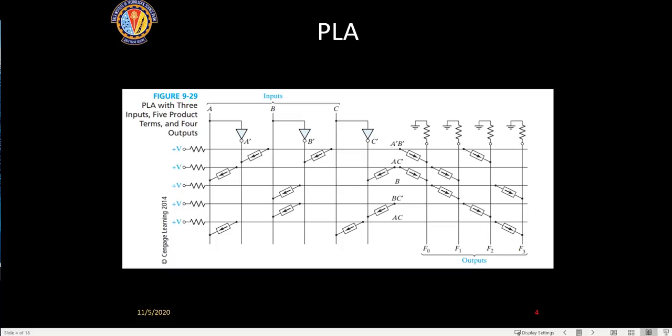So, we are collecting only 2 minterms on each output. For F0, we are collecting A dash B dash plus AC dash. We could have also collected all of them on F0 itself, right? Correct. So that is as per the program. That is how we define F0, F1, F2, F3.